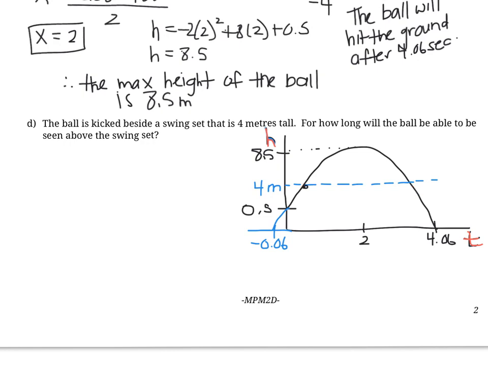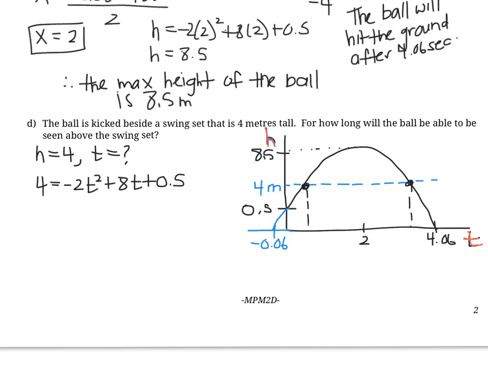We need to know the time when it starts being above 4 meters, and it ends being above 4 meters. So we need to find these times. So we're always looking for either height or time. Or in any case, we're always looking for either x or y. And in this case, we're looking for x, which means we must have y. And we do. It's 4. So we have the height and we're looking for the time. So we know what to do. We're going to take our equation, but this time we're going to plug in height is equal to 4.